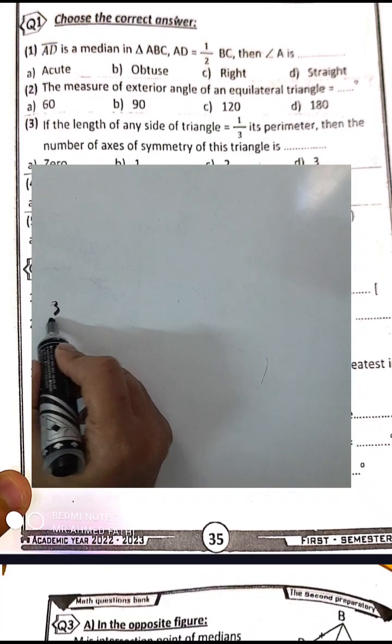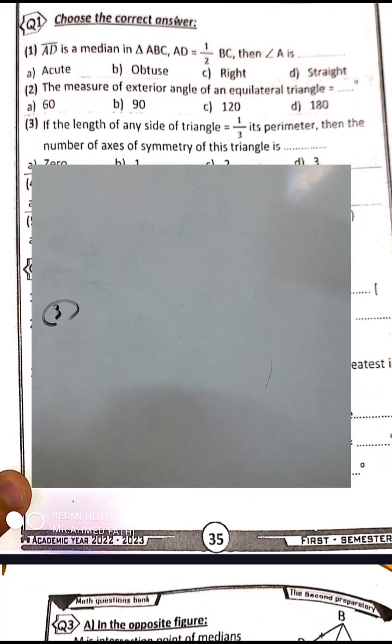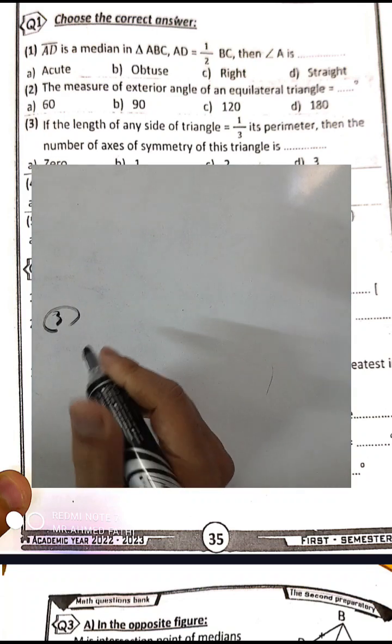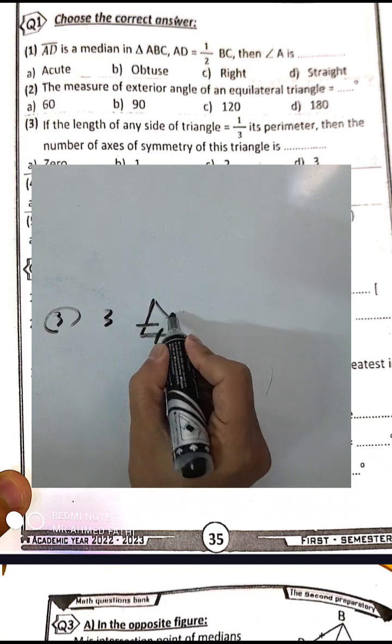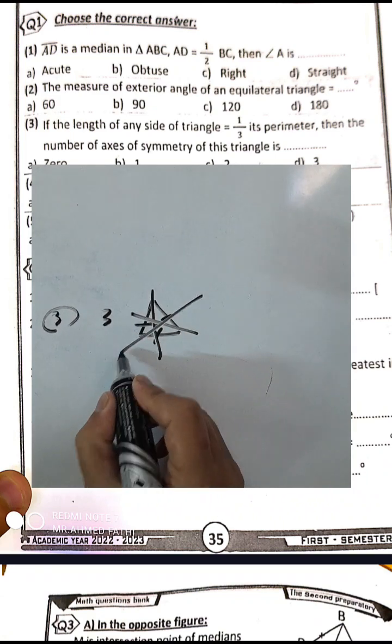Question number 3. If the length of any side in a triangle is a third of the perimeter, then the number of axes of symmetry will be 3, because we will have an equilateral triangle, with 3 lines of symmetry.